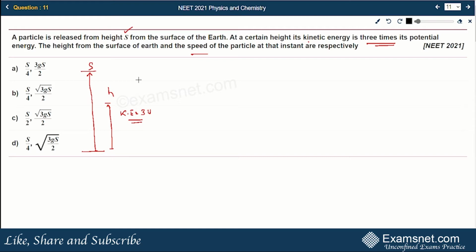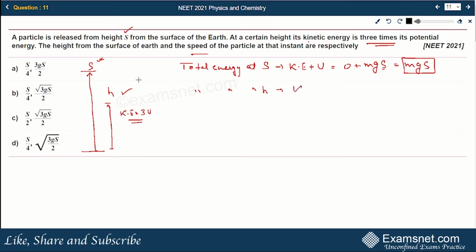Now, we know that the total energy will remain conserved. Okay, so let's find out the total energy at point S or at height S. It will be equal to what? Kinetic energy plus potential energy, right? And kinetic energy at this point is 0. So potential energy, that is mg into total height s, so the total energy will be equal to mgs at this point, right?